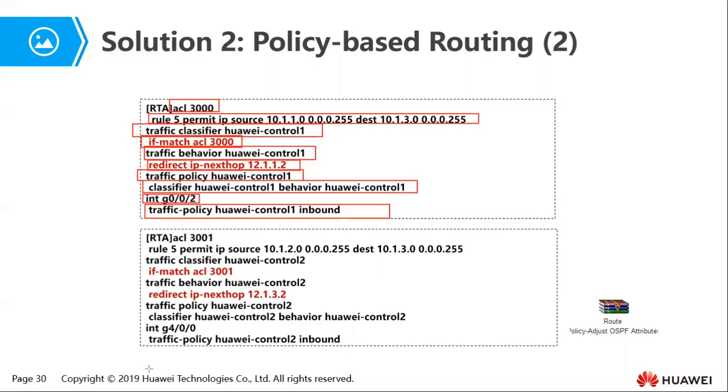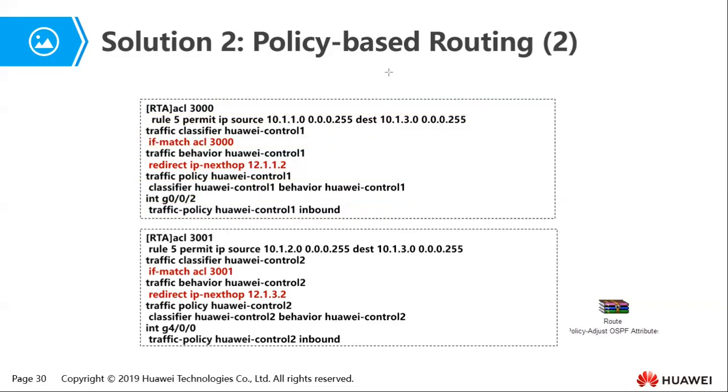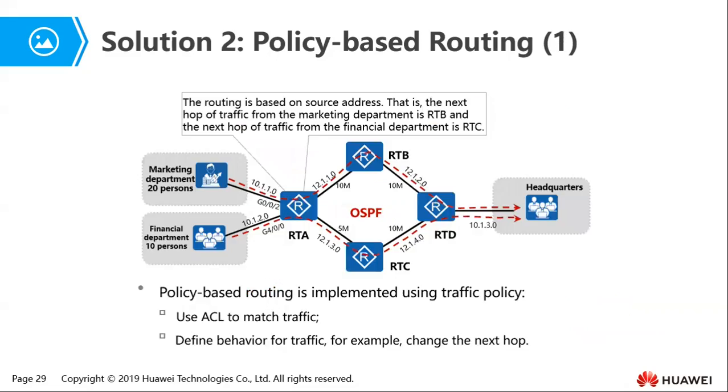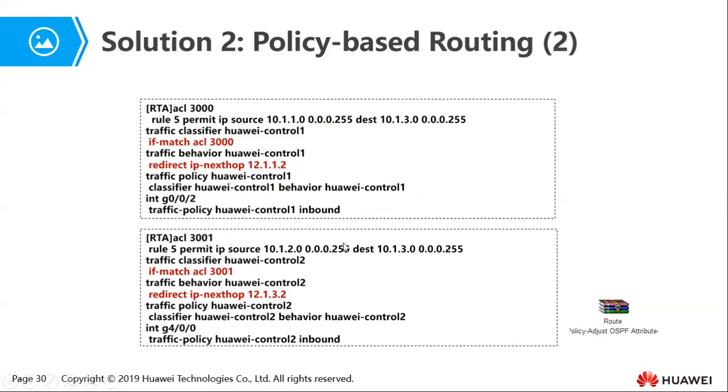So similarly, we can do the same for packets that are coming from the other department, which is the finance department, so that they are redirected to RTC. So the next hop for RTC is 13.1.3.0, maybe .3 or something. Okay. So again, we create an advanced ACL. We use a different number. We permit packets that are coming from that department and going to the headquarters, from finance to headquarters.